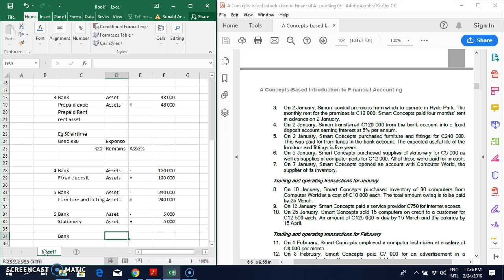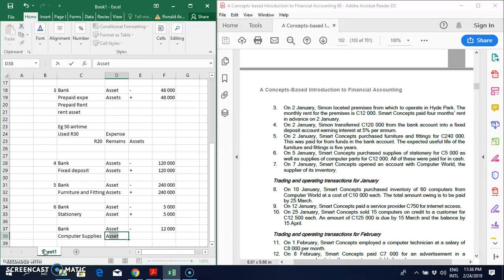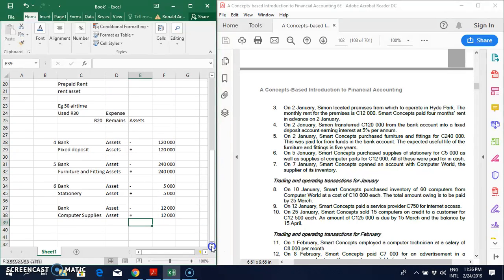So we also purchased and paid for computer supplies, so we decreased the bank account. If you say computer supplies or suppliers or consumable stores, those are all fine. That's increasing with 12,000.